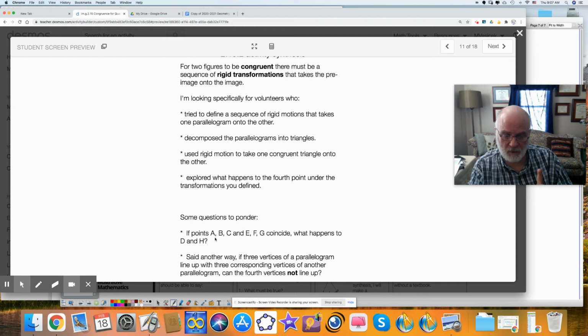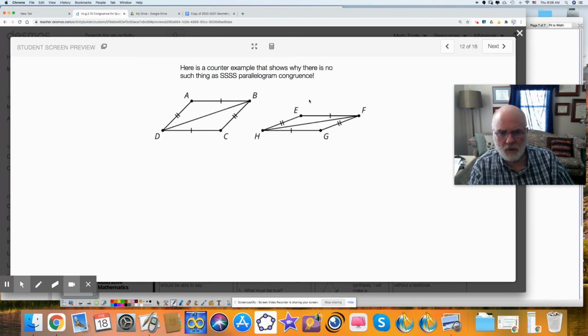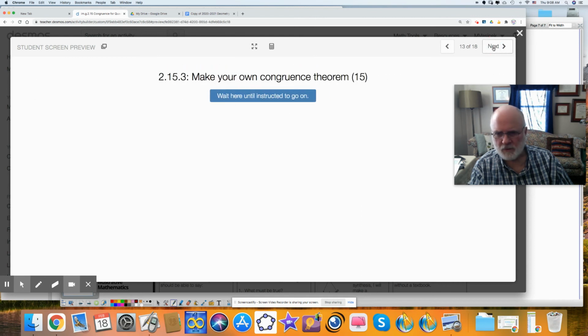And then the last couple of questions here. If points A, B, and C and E, F, and G coincide, what happens to points D and H? Said another way, if three vertices of a parallelogram line up with the corresponding vertices of another parallelogram, can the fourth not line up? And the answer to that is no. Back to our first question. If you have four sides, side, side, there is no such parallelogram congruence theorem. Here's the counterexample. You could have one that's fatter and one that's squishy, but they have the same properties of congruent sides. Not enough to prove that the two parallelograms are congruent.